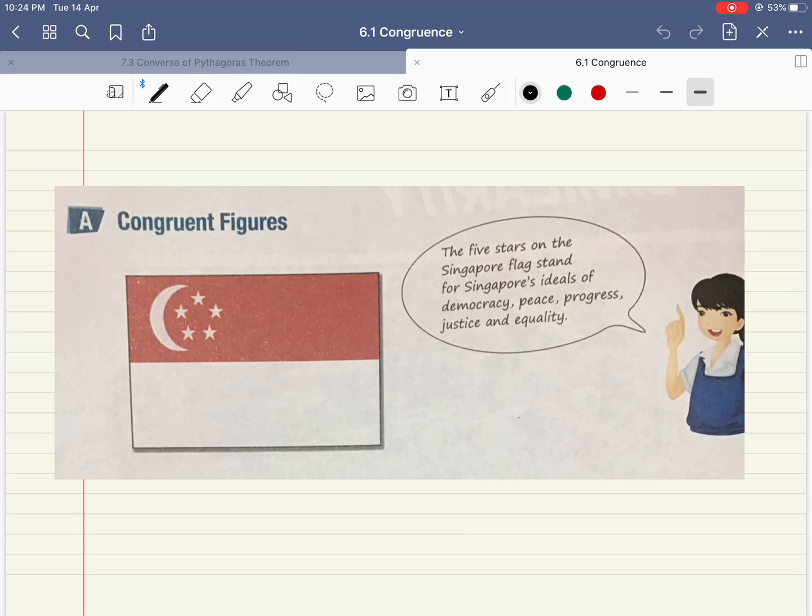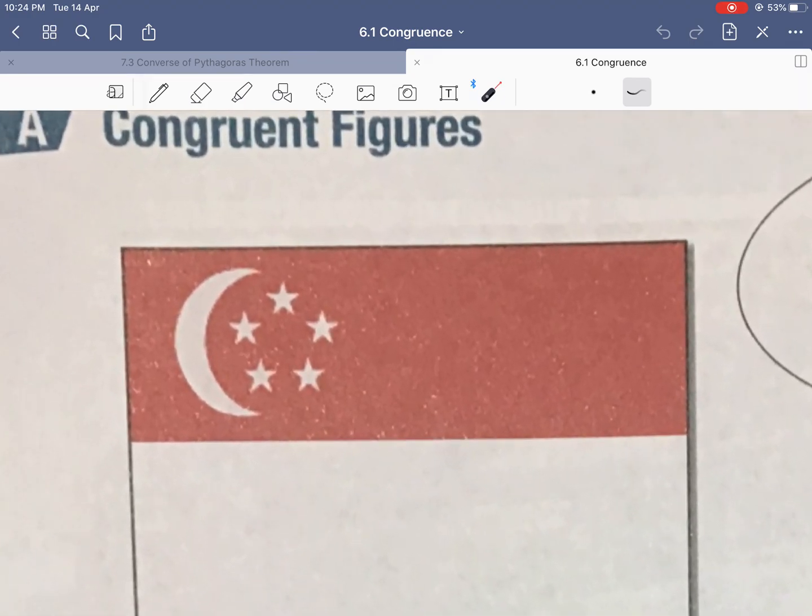Hello, today we're going to do chapter 6.1 Congruence. This can be found in the Discovering Mathematics textbook 2A. Alright, so first we will talk about congruent figures. On the very first part, we actually talk about the Singapore flag. Can you notice that there are some things that are congruent?